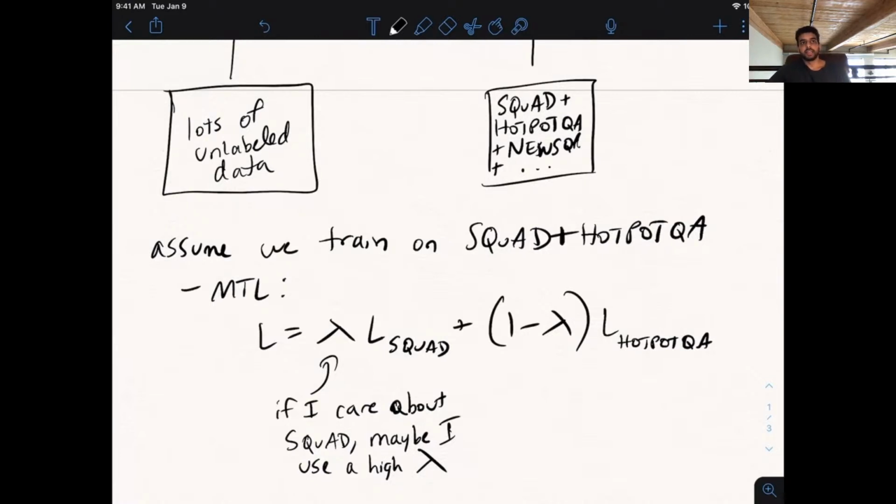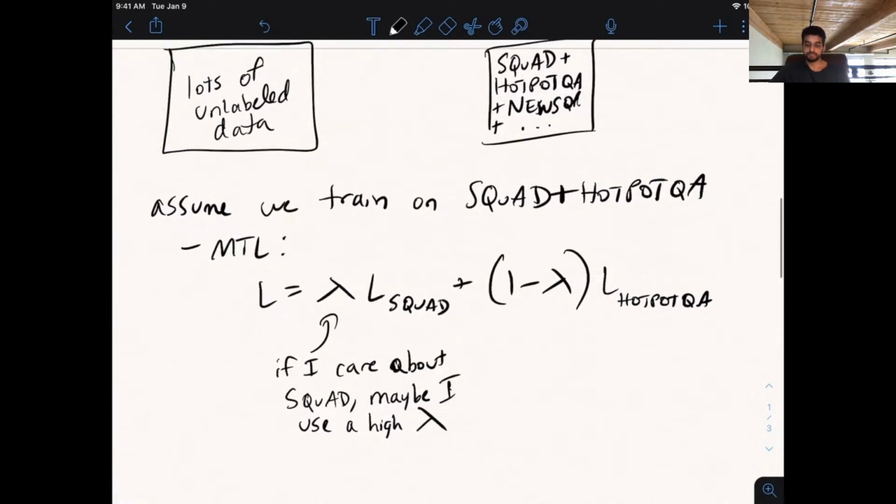It's basically saying, if I set lambda to 0.8, that means 80% of my fine-tuning loss will come from SQuAD, and 20% will come from HotpotQA. Because I want to maximize my performance on SQuAD, I might want to upweight my lambda here. And I would hope that having some loss come from HotpotQA is going to get important information into the model that maybe SQuAD didn't have, and is going to eventually boost my performance on SQuAD.